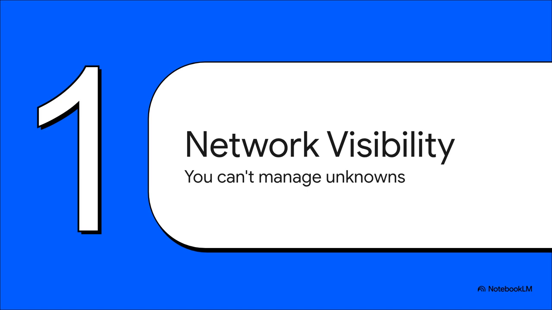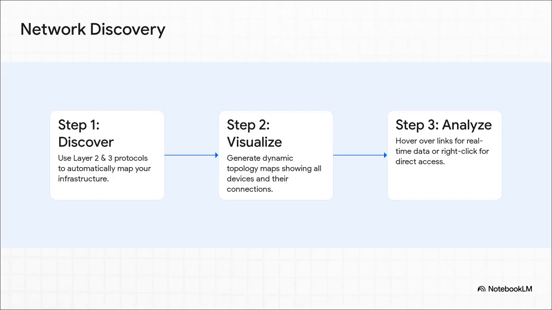This is the bedrock of everything else. It's so simple, but so true. You absolutely cannot manage what you don't know about. So how do you even begin to find out what's on your network? Well, a discovery wizard goes to work using those fundamental Layer 2 and 3 protocols we all know, CDP, LLDP, OSPF, to automatically map out your entire infrastructure.